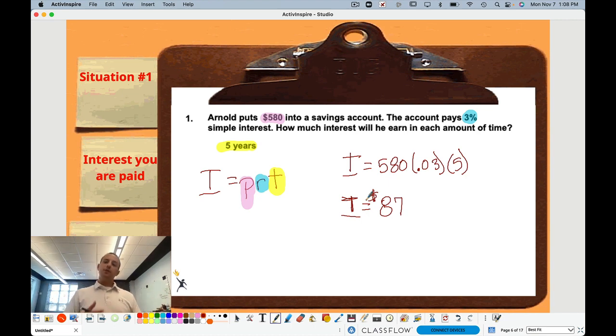Now, there are other ways that we can earn bigger interest, but this is a good start for us. So now at the end of these 3 years, if he didn't take any money out or add anything to it, he's got $667 in his bank account.